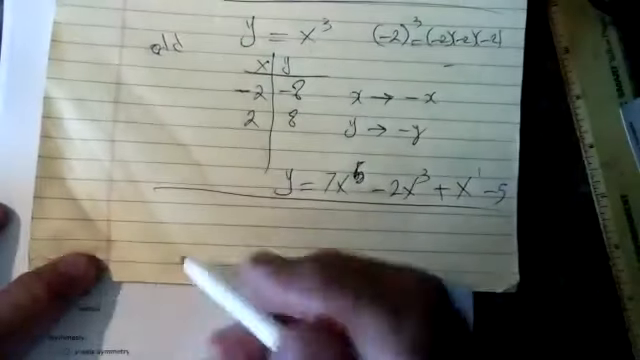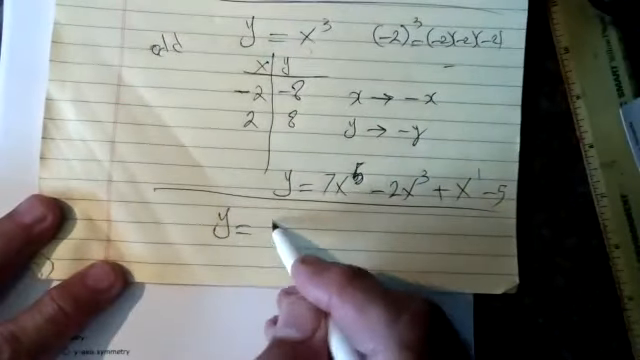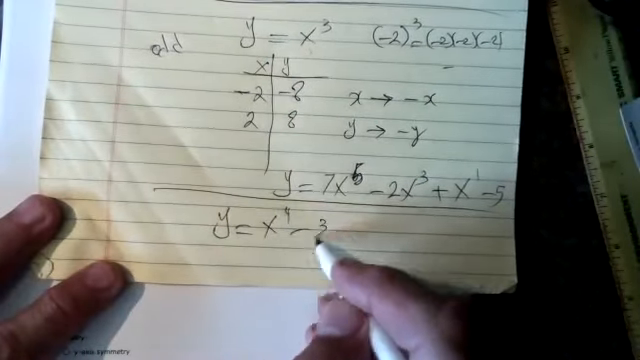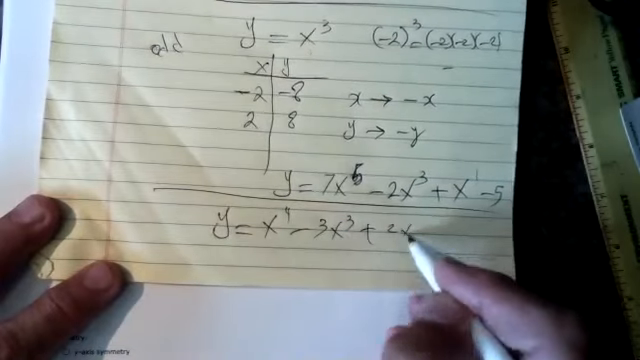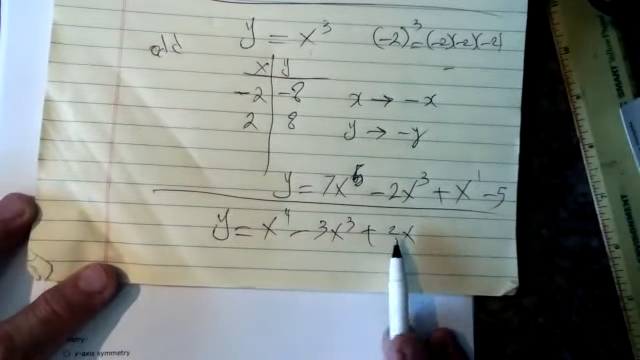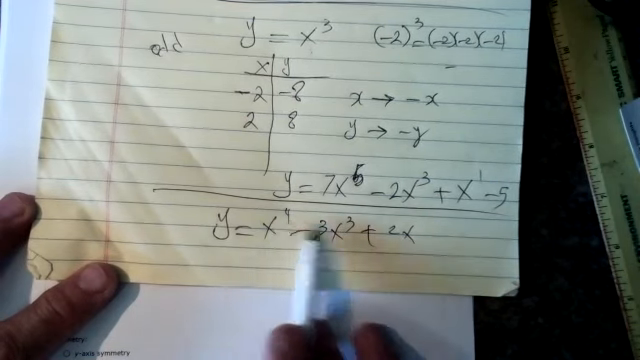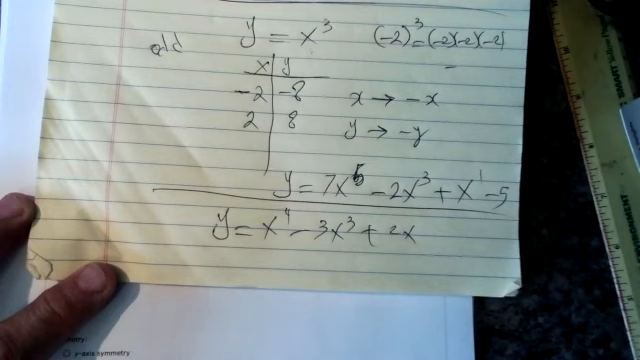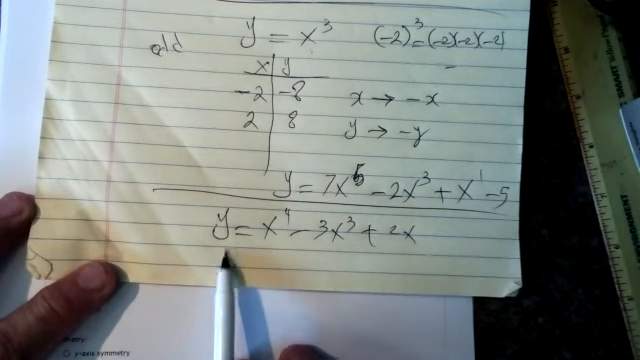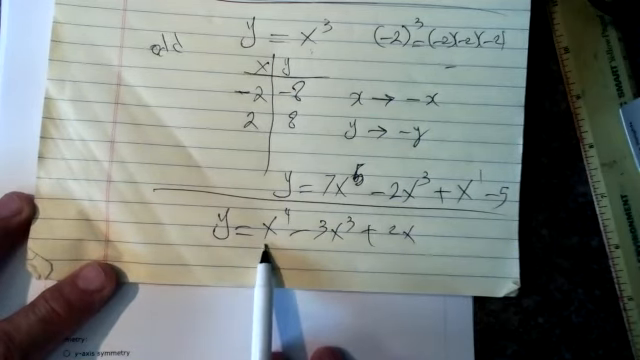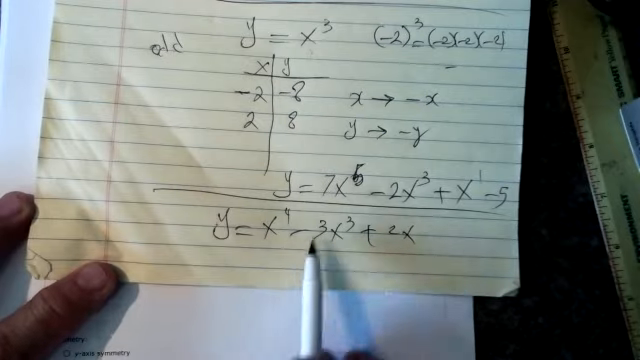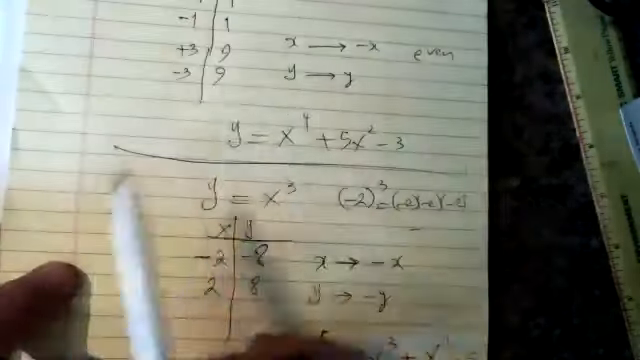What if you have something like this? y equals x^4 minus 3x^3 plus 2x. This is neither odd nor even, see? So you have functions that are neither odd nor even, or odd or even functions.